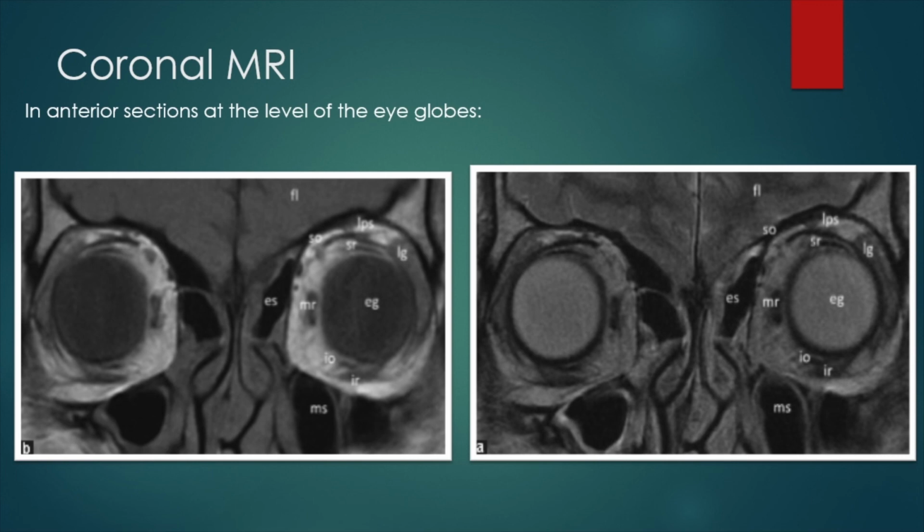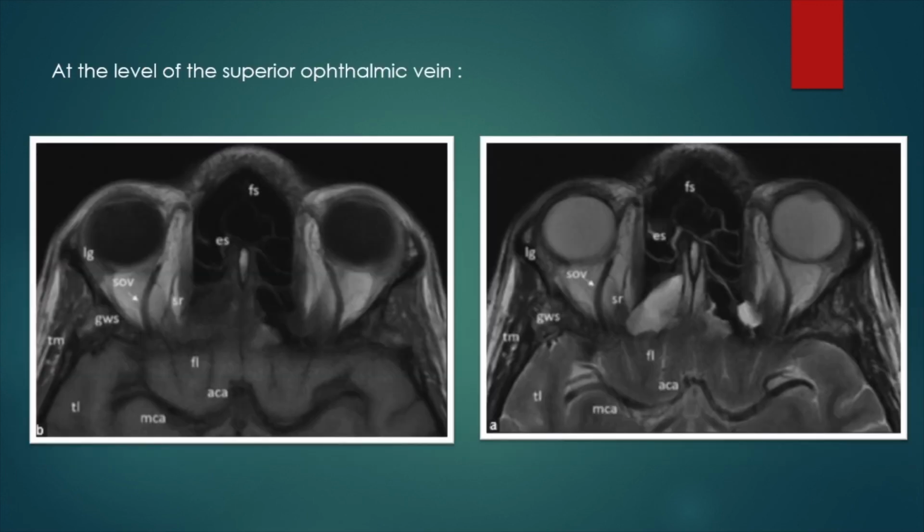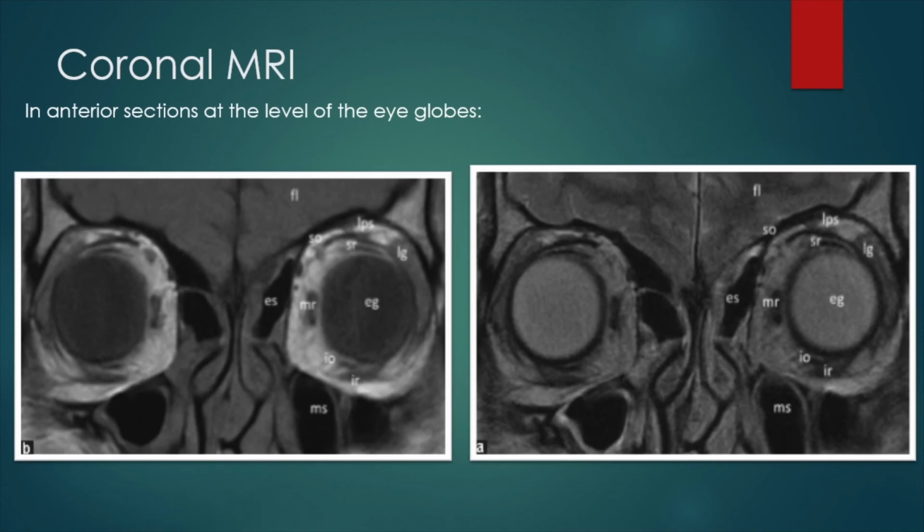So coronal MRI, again, there is going to be a section. Sorry, can you just go back? So this is the anterior section at the level of eye globe. So this is the eye globe, medial rectus, ethmoidal sinus, superior oblique muscles, LPS muscle, lacrimal gland, and the superior rectus we could see. And this is the inferior oblique, inferior rectus. This is a maxillary sinus.